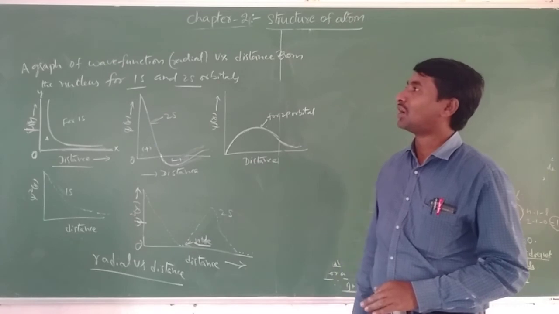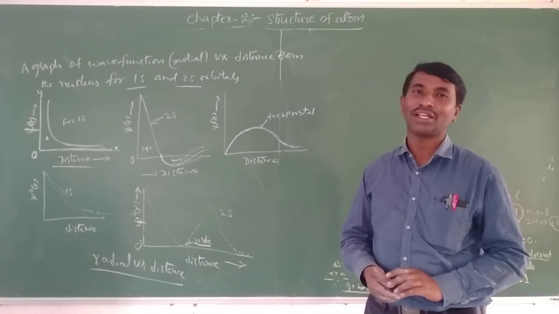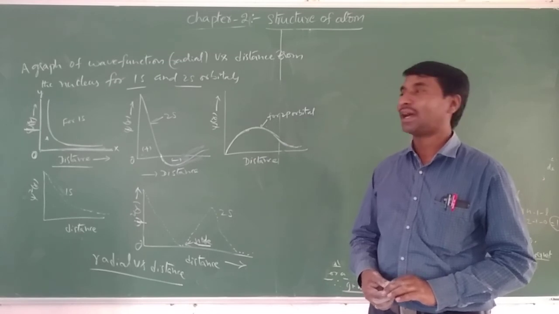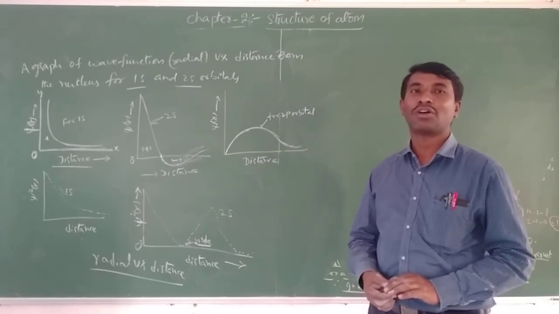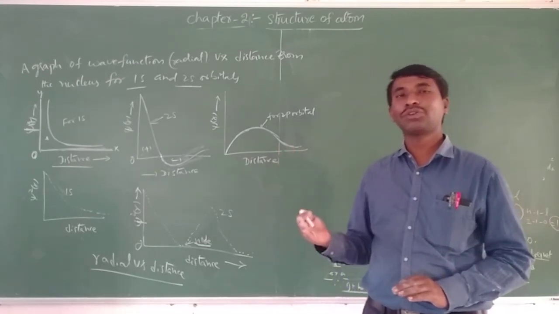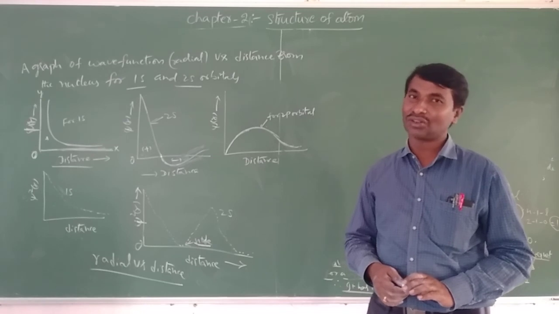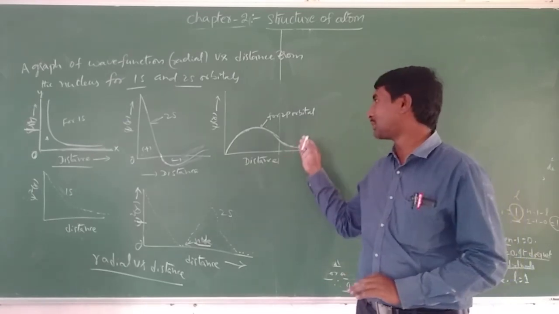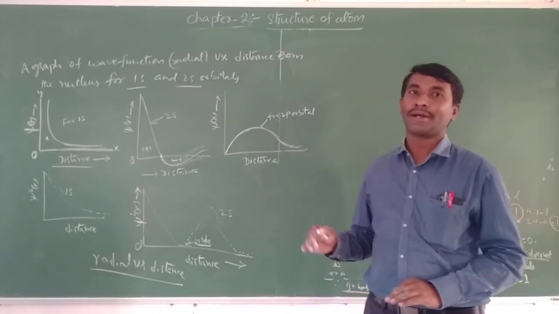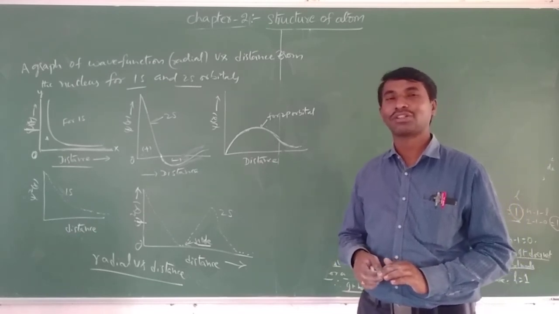So these are the graphs of the radial wave function versus distance from the nucleus for 1s and 2s orbitals. For 1s the wave function is always positive, and for 2s one part is positive and another is negative. Where it changes from positive to negative, the probability of finding electrons is 0. That is a node. Okay, so these are the shapes of orbitals and graphs of the orbitals. Thank you for watching this video.